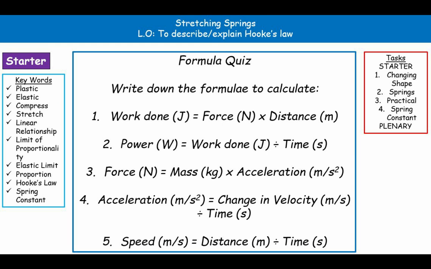Okay then, let's see how we've actually done then. If you've got it right, give it a tick. If you got it wrong, it's a cross, but write the correct one next to it. So work done is force times distance. Power is work done divided by time. Force is mass times acceleration. Acceleration is the change in velocity divided by time. And speed is distance divided by time.